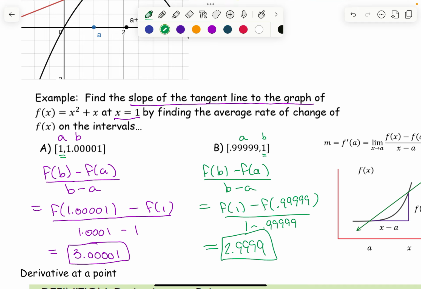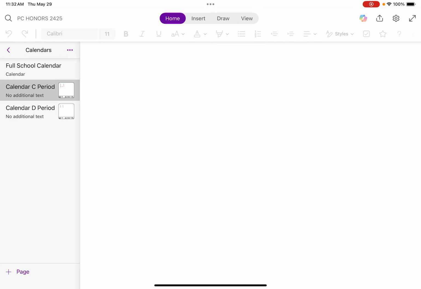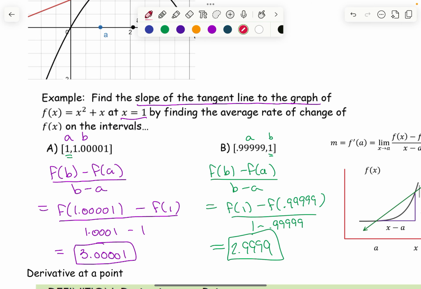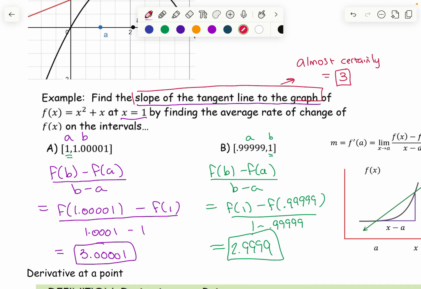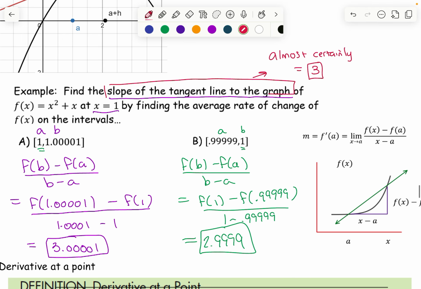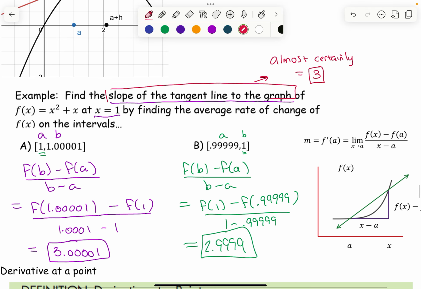Okay, so let's go answer the question. Logically, we can see these two slopes are suspiciously close to 3. So the slope of the tangent line to the graph at x equals 1, we're going to say almost certainly must be 3. I'm saying almost certainly because it's not like we've proven it, but I think it's pretty clear that the slope of the tangent line is going to be 3 at x equals 1.